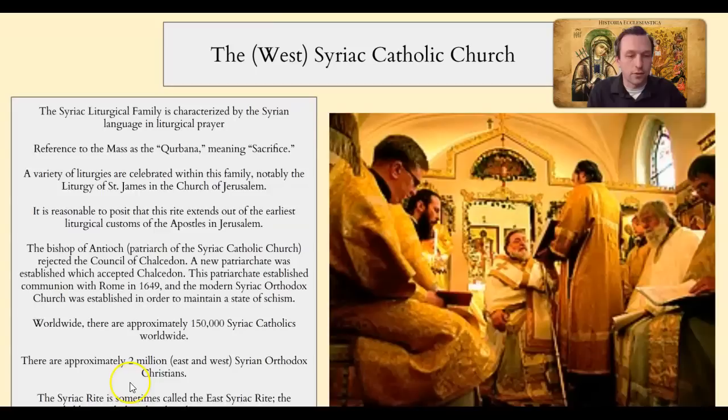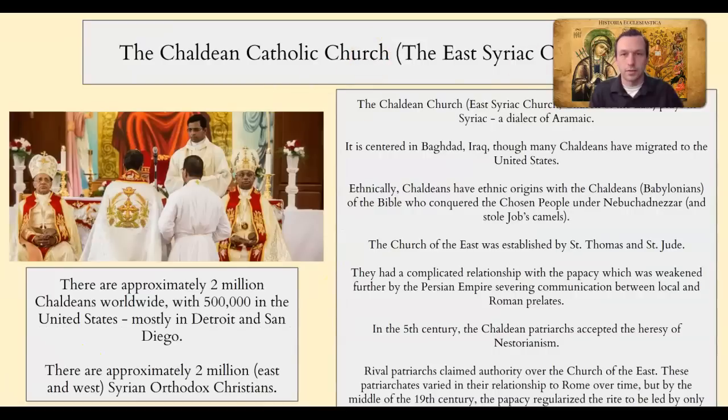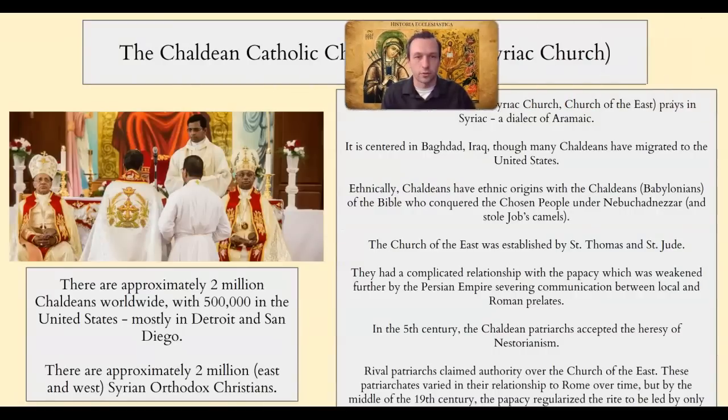The Syriac Catholic Church is sometimes called the East Syriac Rite, and that would, of course, as I just mentioned, make the Chaldean Church the West Syriac. I have that backwards. I'm sorry, guys. I've been really messed up here on this slide. So the rite that's centered in Antioch is the West Syriac Catholic Church. The Chaldean Church would be the East Syriac Catholic Church. All right, the Chaldean Catholic Church, the East Syriac Catholic Church.